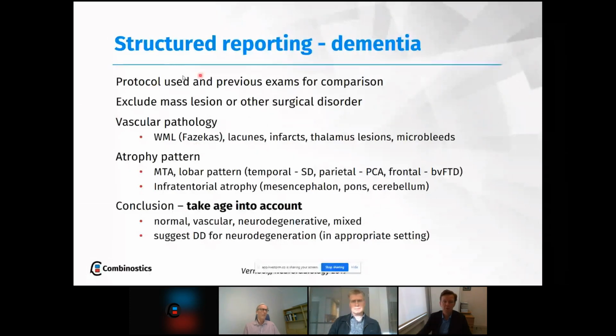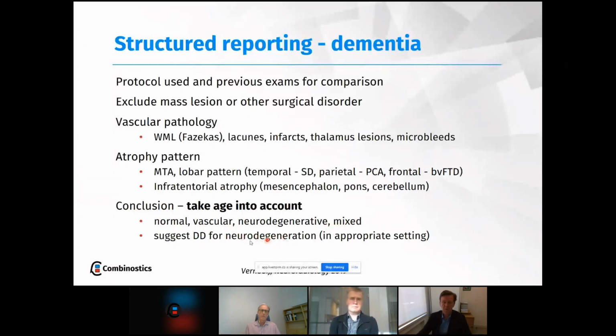Obviously, always describe the vascular pathology, include a Fonseca score, describe the atrophy pattern, including a medial temporal lobe atrophy score, and then any lobar pattern, could be PCA or anything else, and always say something about infratentorial atrophy, for example, the mesencephalon becomes atrophic in PSP. And then obviously you have to integrate this information and come to a conclusion where you have to take age into account, and then the conclusion can either be normal, vascular, neurodegenerative, or mixed.